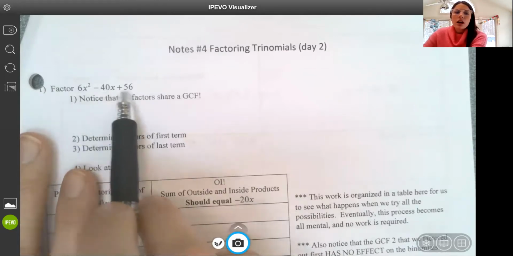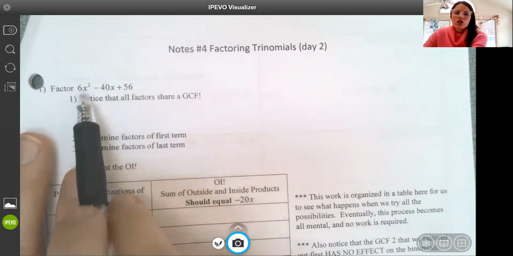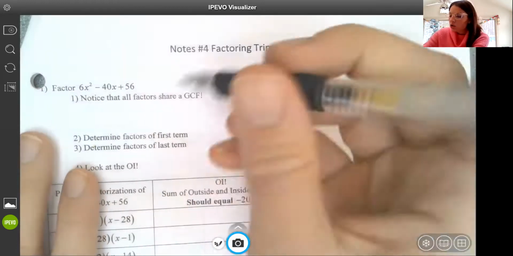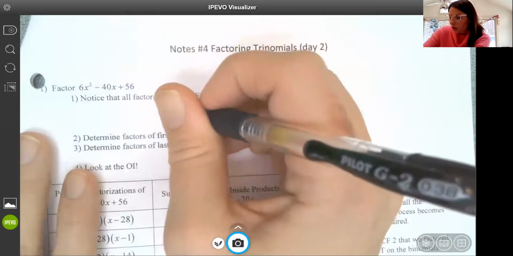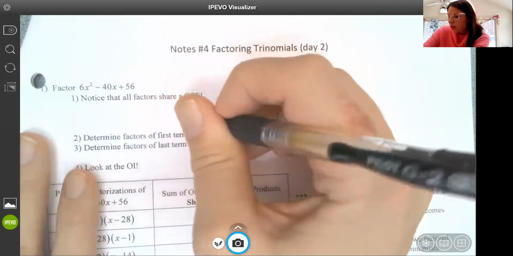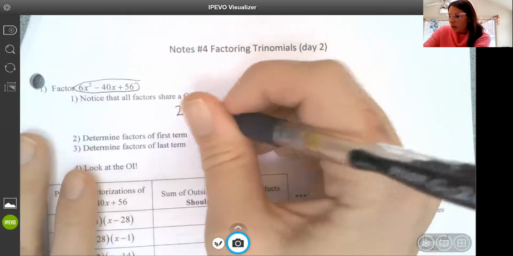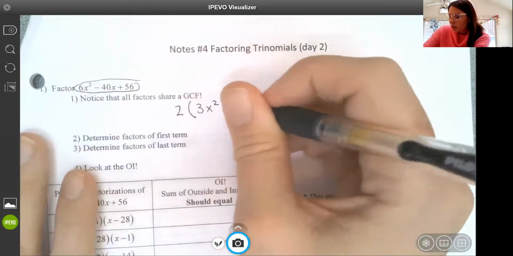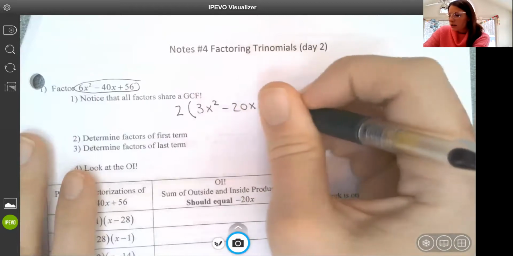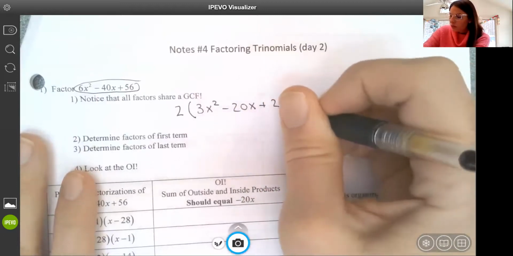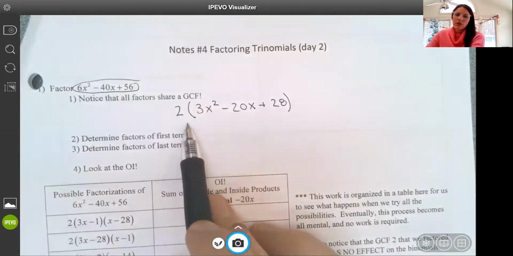So you'll notice here I have a trinomial where it shares a GCF across all of my terms. I can take a 2 out of all of these factors, leaving me with 3x squared minus 20x plus 28. Okay, so always I should take that GCF out.